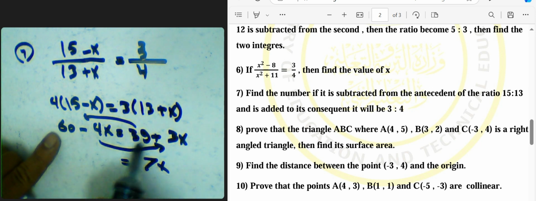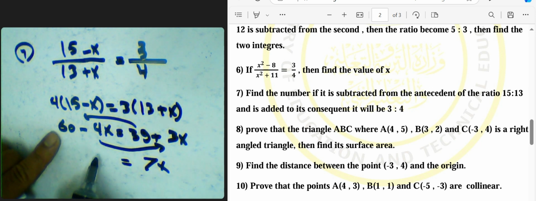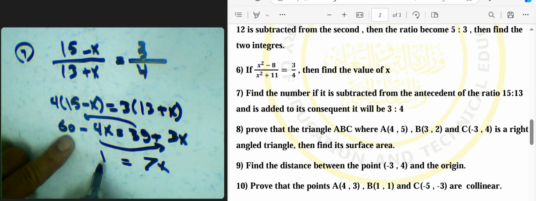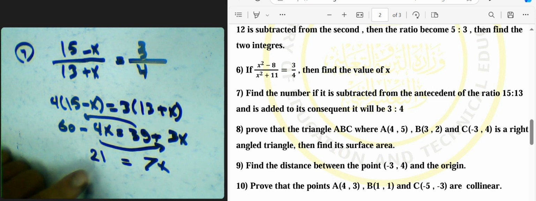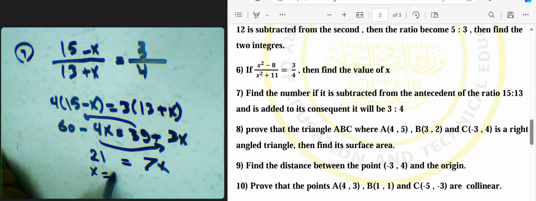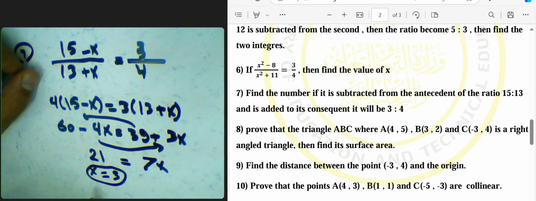And 60 subtract 39, it will be what? We have 10 minus 9, it will be 1. And 5 minus 3 equals 2. Then you can divide it by 7 to find the value of x. The value of x here will be 3. Okay, so the number will be equal to 3.